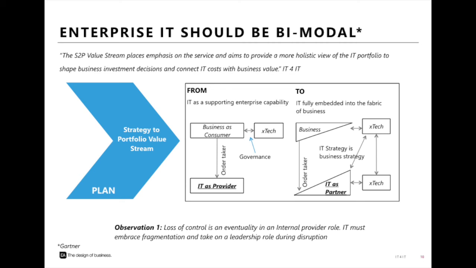So how do we move to a model, and the strategy portfolio value stream is absolutely key in this, that enables us to set up the IT operation as a partner to the business, where we control the leadership role within disruption to frame a conversation with the wider ecosystem and technology providers? It's key as well to frame value internally to members of staff within the IT organization, so that they feel motivated that what they're doing is delivering business value.